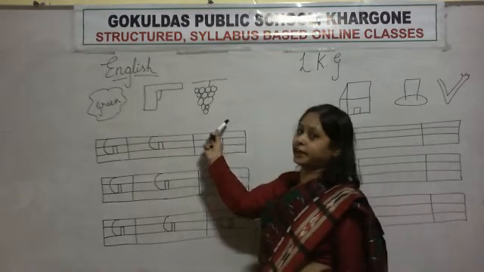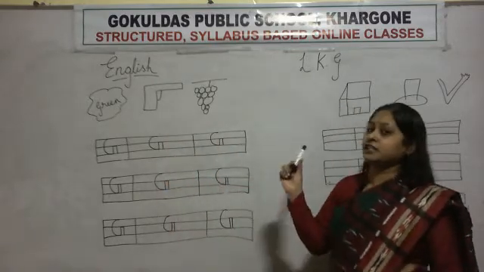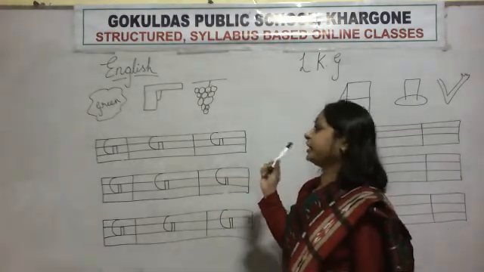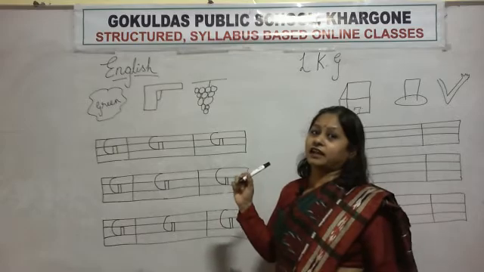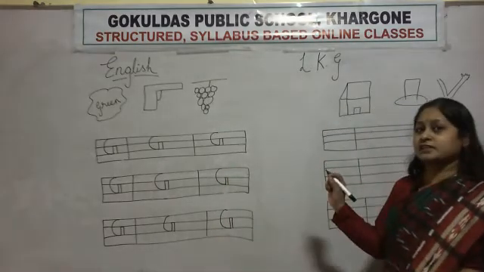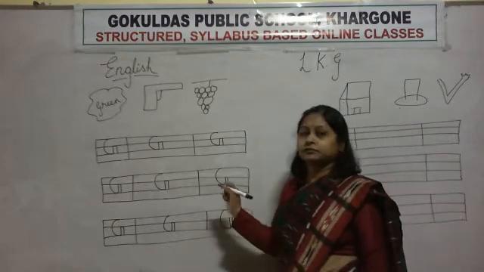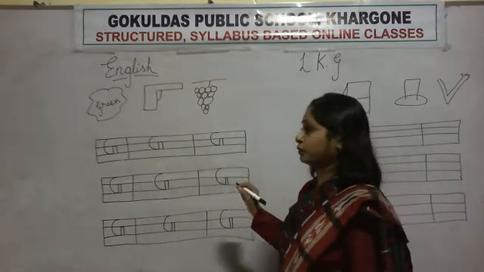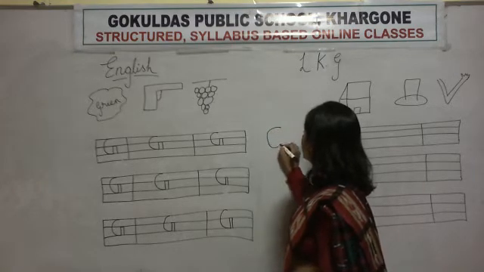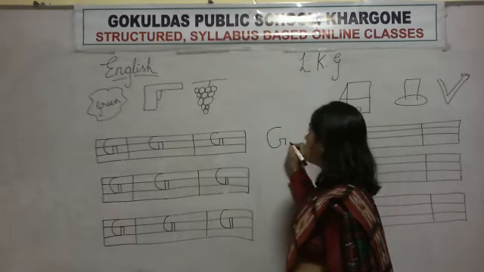G for grapes. Okay, what is the color of grapes? Green. Okay, now you understand how to write. Have you understood how to write? What is the formation of G? Half circle up, sleeping line down.